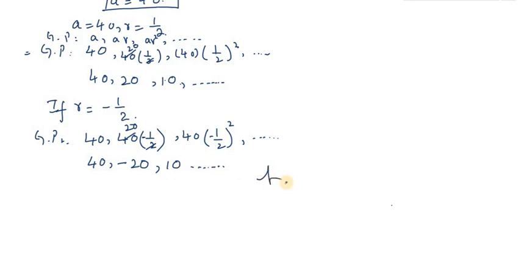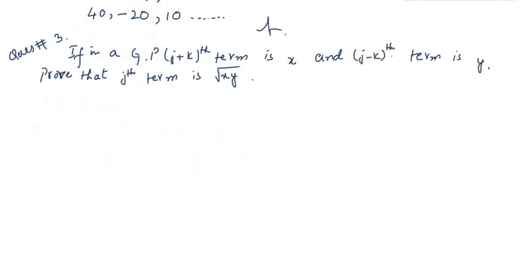So all parts of question number 2, question number 2 has 2 parts, you can do with the same method. Question number 3 is: if in a geometric progression the j plus kth term is x and the j minus kth term is y, prove that the jth term is the square root of the product of x and y.